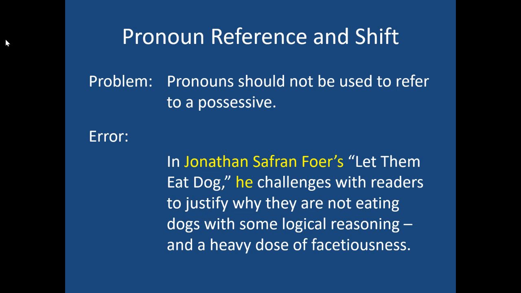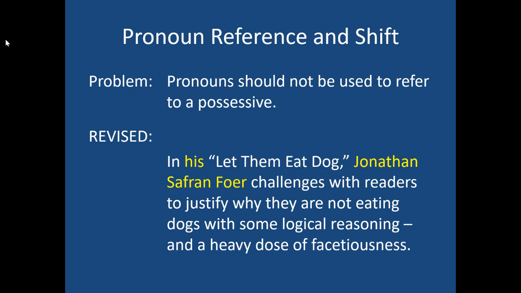Regardless, the word "he" is trying to refer to Jonathan Safran Foer, except the word "he" is looking for that noun, but it's not there. You don't have Jonathan Safran Foer, you have Jonathan Safran Foer's. And so a pronoun, "he," can't refer to something which is possessive. So the easiest solution is to switch them, to say, "In his Let Them Eat Dog, Jonathan Safran Foer challenges his readers," whatever I meant to say there. Once again, now the word "his" is the pronoun, and it's looking for a noun, and it's there this time. So remember, a pronoun can't refer to something which is possessive, but the word "his" could refer to a noun.